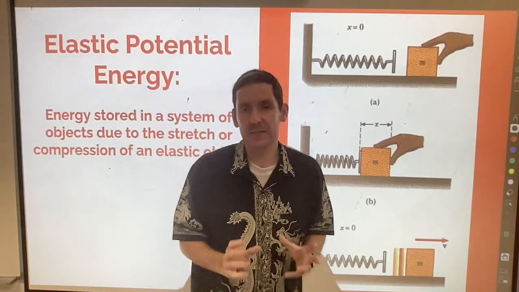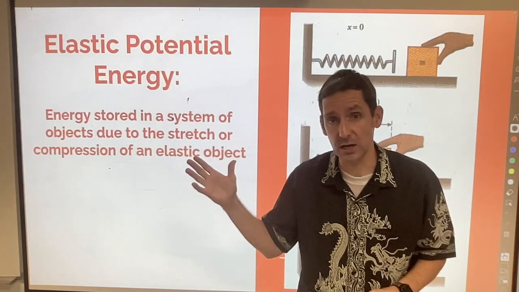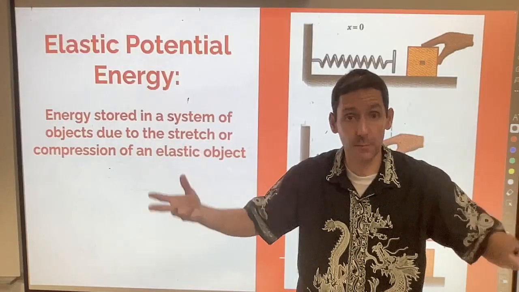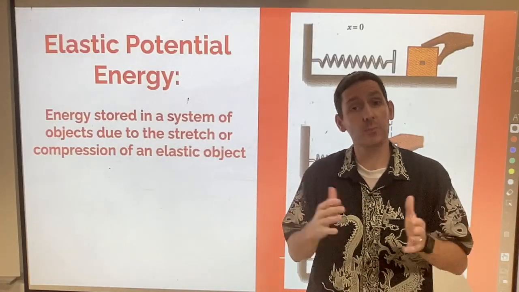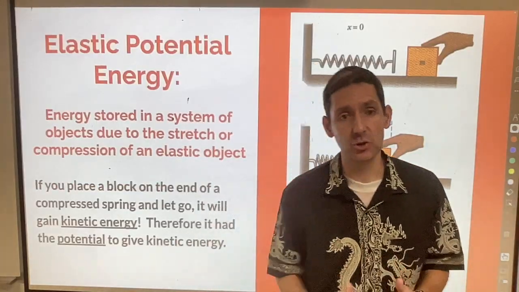So elastic potential energy is energy that is stored in a system of objects, so the spring and the block, or spring in your hands, or whatever it may be, due to the stretch or compression of an object. Now, remember, that means that it has the ability to do work.